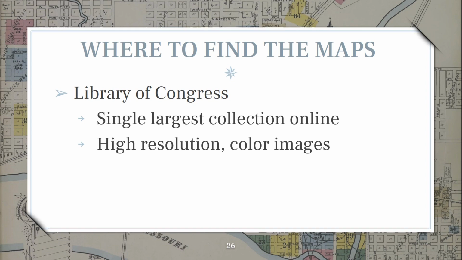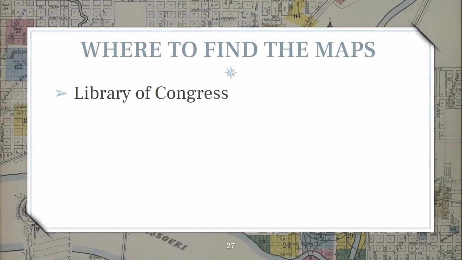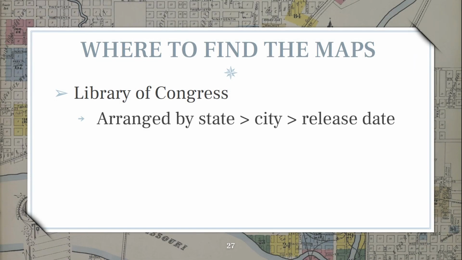The images are high resolution and in color, and they're available to download in GIF, JPEG, JPEG 2000, and TIFF formats. For greater detail, I recommend downloading the largest format your hard drive can handle. The Library of Congress maps are arranged by state, then city, and release date.